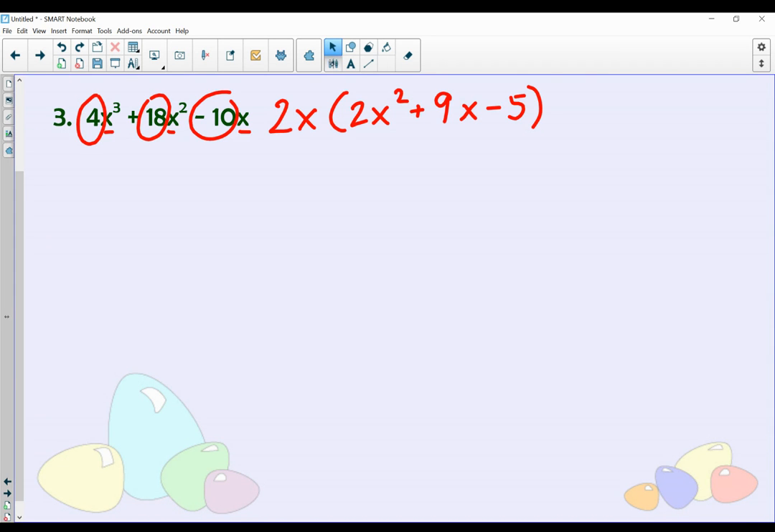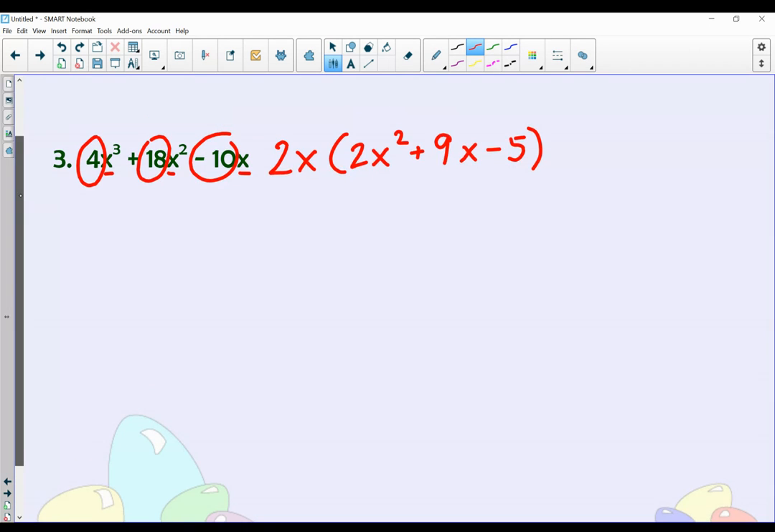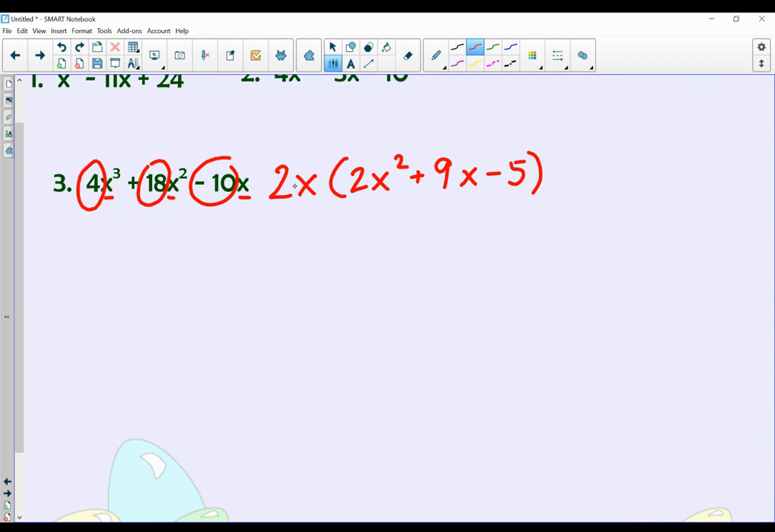I'm going to ignore what's out in front for a second. I'm going to ignore this right here. So let's put this on pause for a second. I'm going to multiply my a and my c. I get negative 10. And I ask myself, what are the factors of negative 10 that can give me 9? Well, 10 and 1. And it has to be a positive 10 and a negative 1 if I'm going to get a positive 9x.